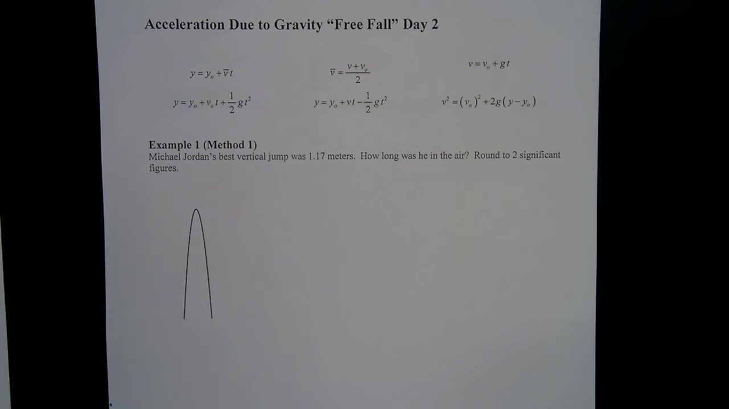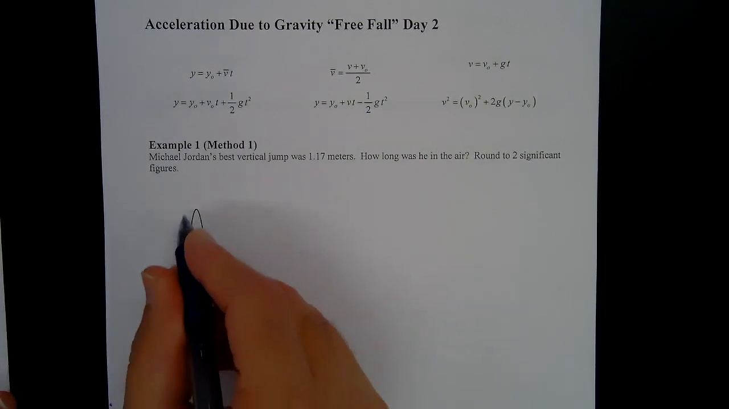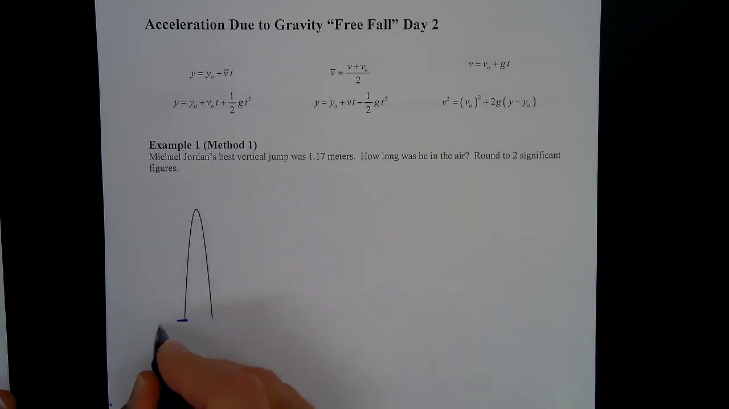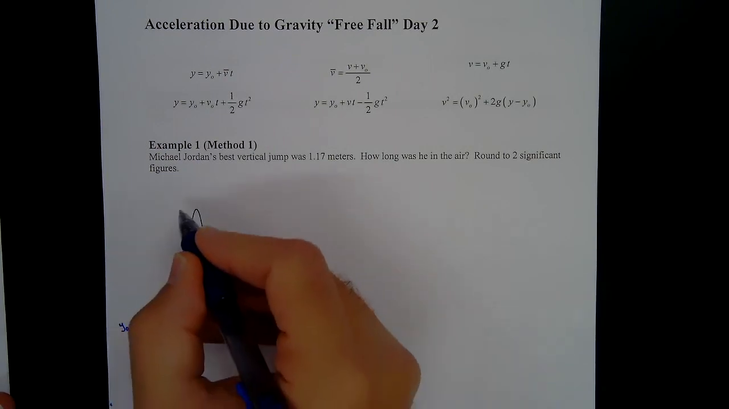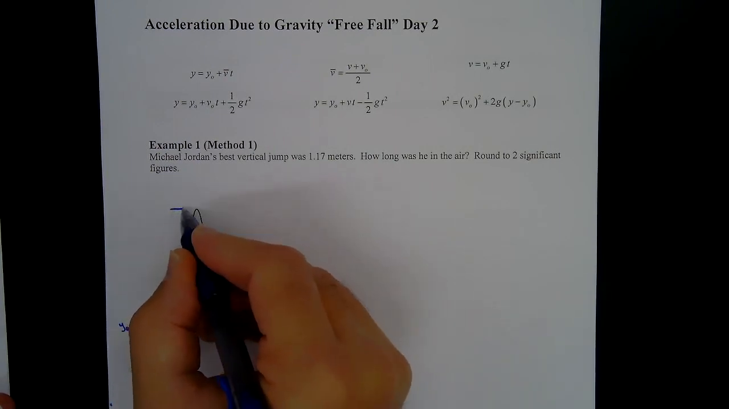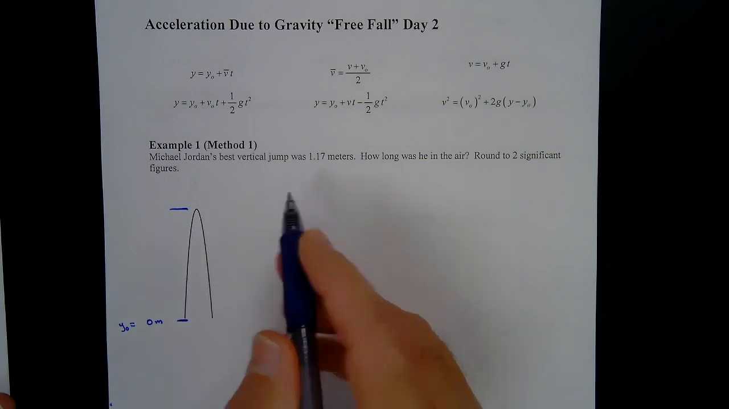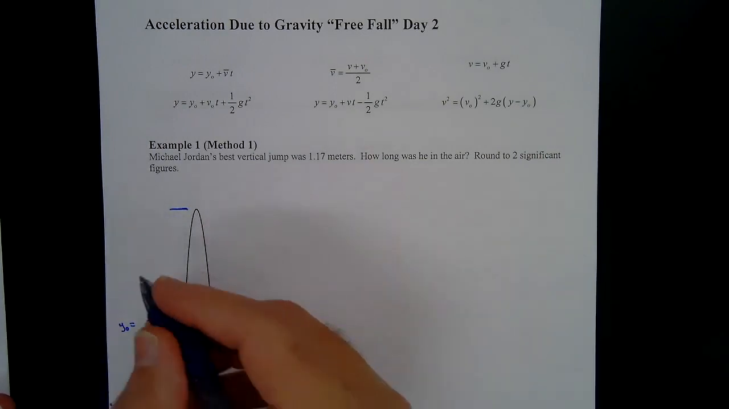All that we're given is how high he jumped. And so that's going to be important because down here, this is the bottom of his jump. This is a representation of his jump. And so that's the floor, or the ground, and that would be 0 meters. Now that's where he started, so that's going to be our initial position. And then up here at the top is how high he jumped, and that's going to be our final position.